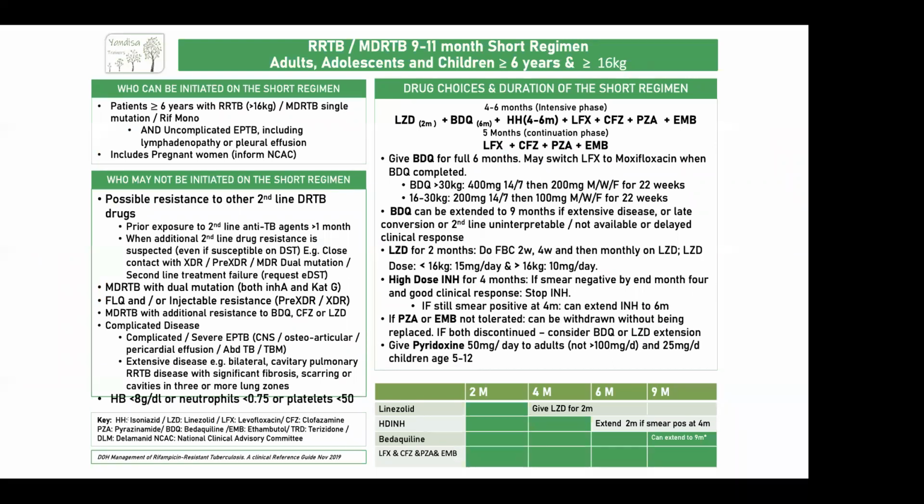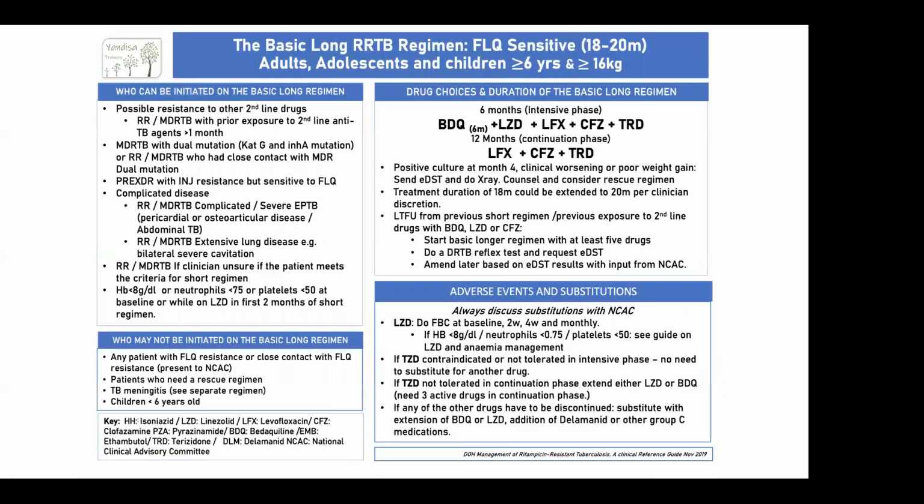This is now the summary to say, short regimen: linezolid for 2 months, bedaquiline for 6 months, high dose INH for 4 months, and then the other drugs are continued up to 9 months and so on. There's a nice table as well there. So you remember we share the slides. Immediately after today, you'll get the slides. So please do review all the slides. You can see this is now the long regimen, confirming that bedaquiline, linezolid, levofloxacin, clofazimine, and terizidone will be taken for at least 6 months. The continuation phase is 12 months, so a minimum of 18 months.